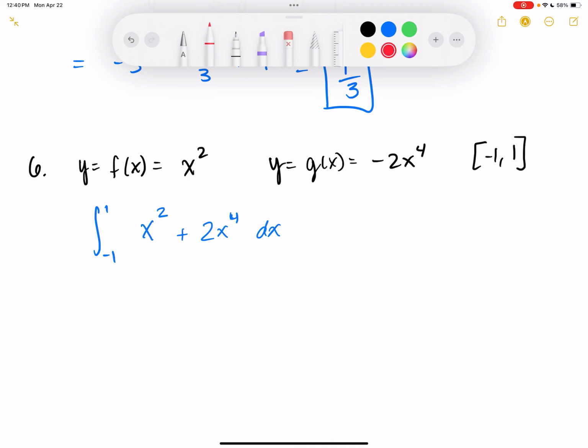You had the 2. Integrate. You could break it apart. Yeah, I can, or I can just leave it together either way. 1/3 x cubed. Oh yeah, because you could take them apart. I could have written this as two separate integrals, the integral from negative 1 to 1 of x squared dx plus the integral from negative 1 to 1 of 2x to the 4th. But you don't have to. Correct.